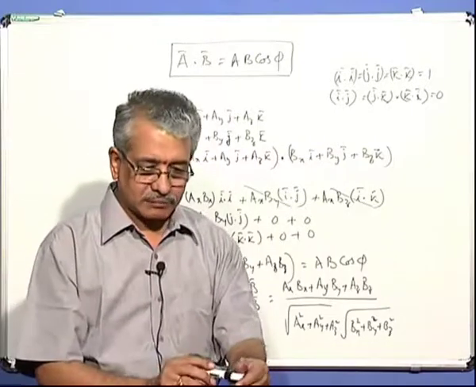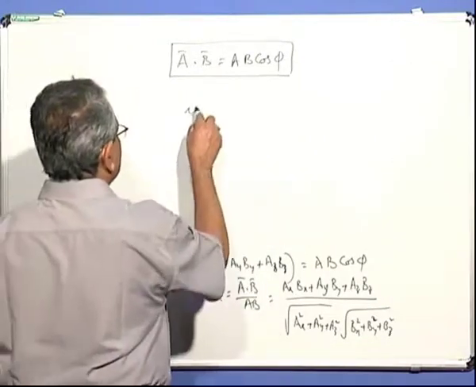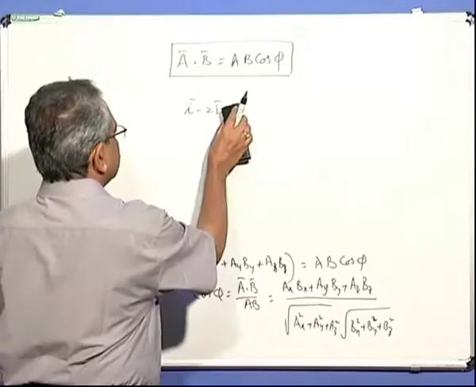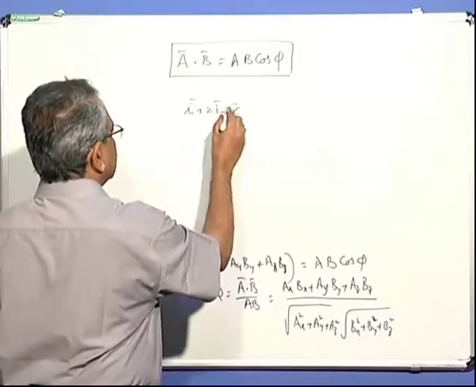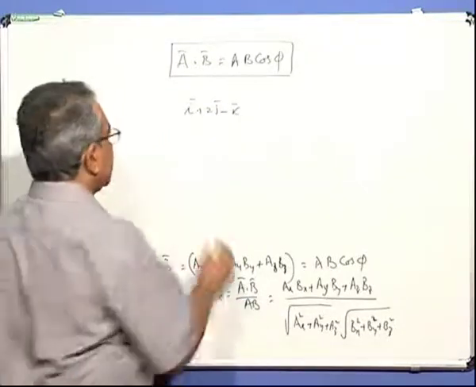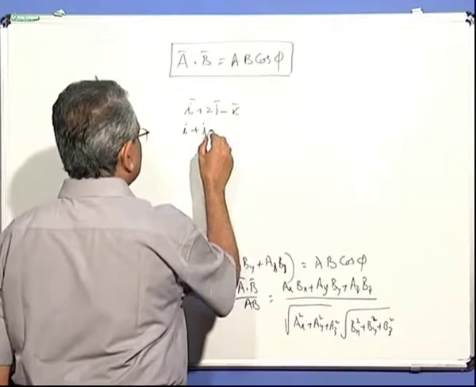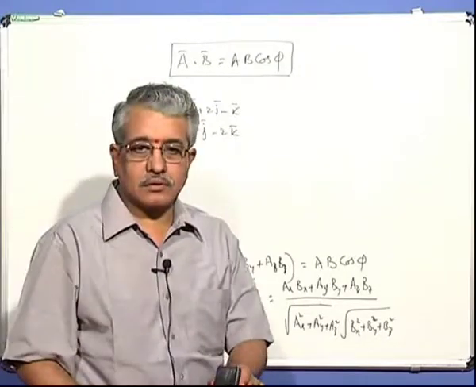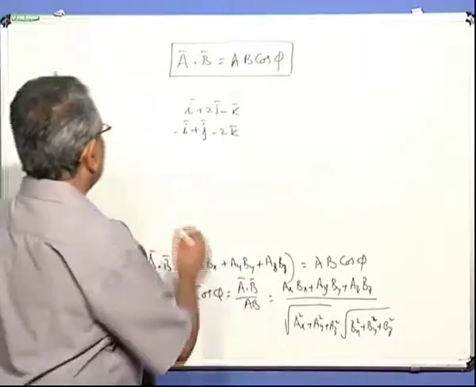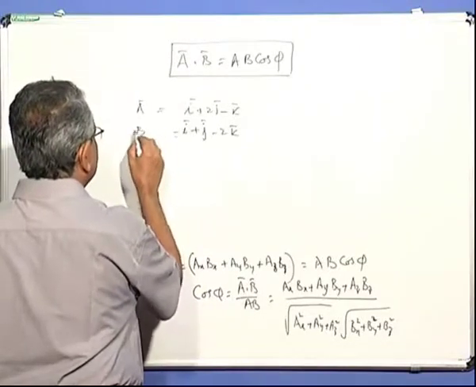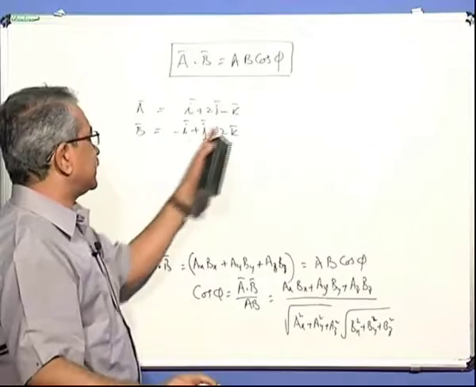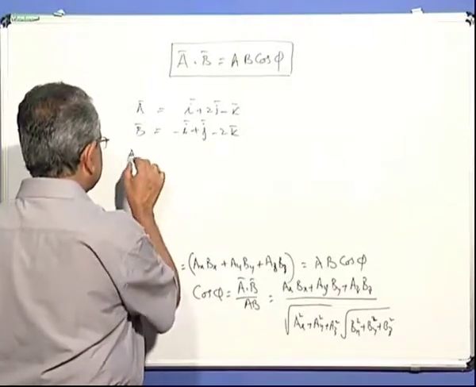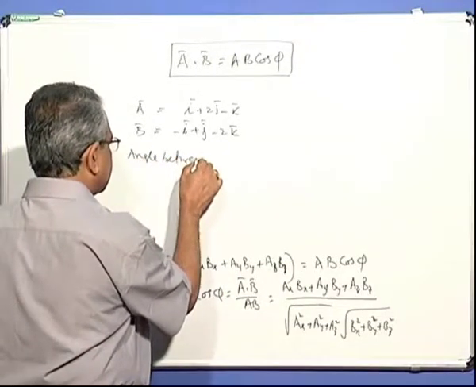We take some example and see how it comes. There are two vectors here, i plus 2j minus k, and another vector is minus i plus j minus 2k. Let us do the problem again. I repeat, there are two vectors given here, A and B. One is i plus 2j minus k, the other is minus i plus j minus 2k, and we are asked to find the angle between the vectors.